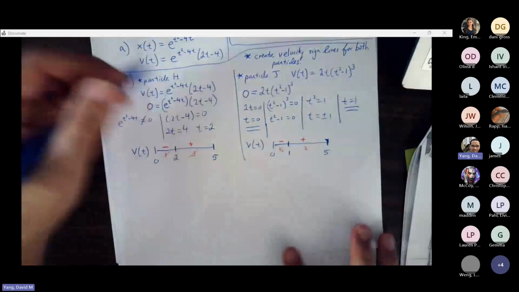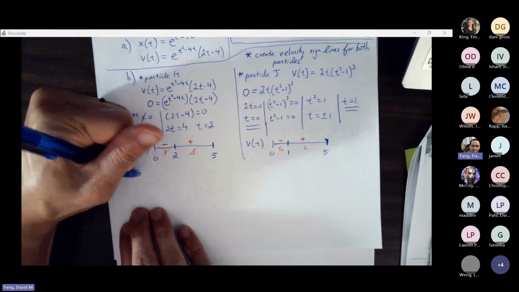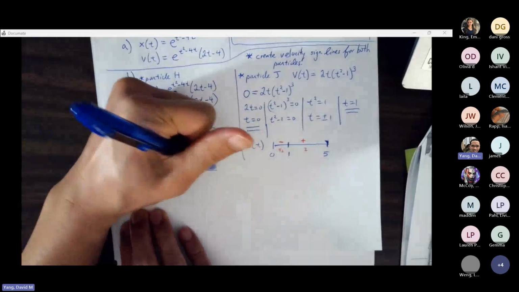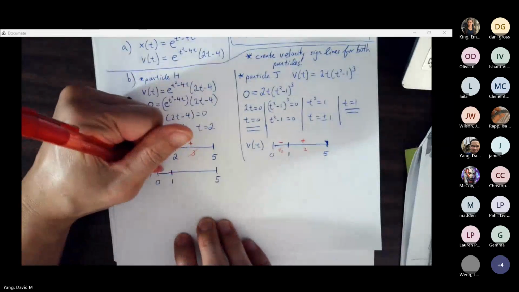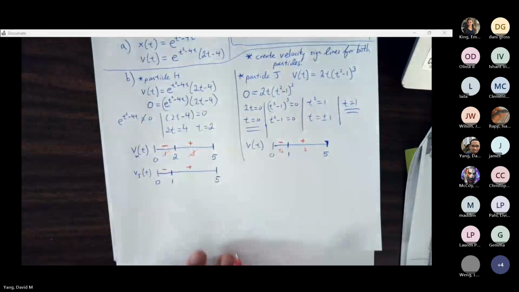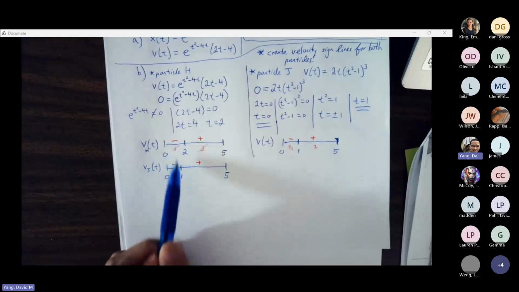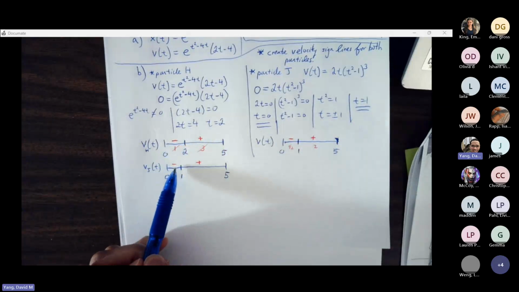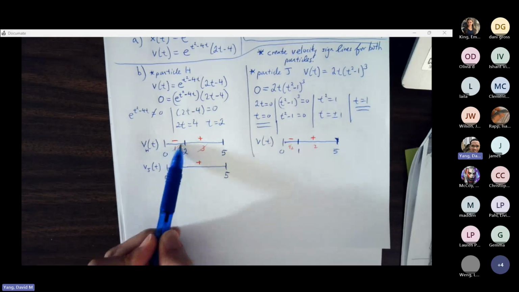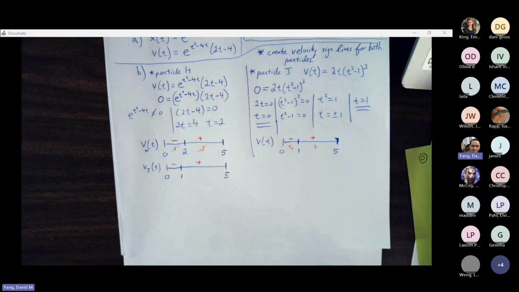Okay, so let me line up the two particles here. This is particle H, and let me put particle J below, just so I can have an easier time comparing them. So when are they moving in opposite directions? Well, they're both moving left from 0 to 1 second, but then from 2 to 5 seconds, they're both moving to the right. But the only time when they're moving in opposite directions is between 1 and 2, right? Because from 1 to 2, particle H is still moving left, but from 1 on, particle J is already moving to the right. So we can say the particles move in opposite directions between 1 and 2.